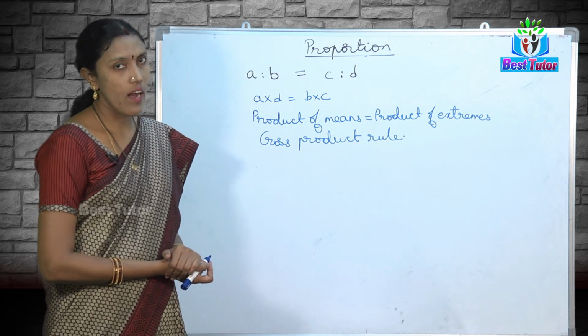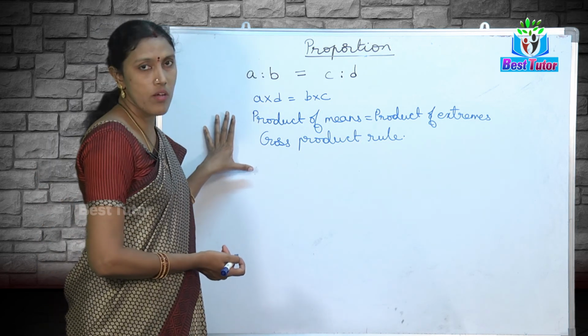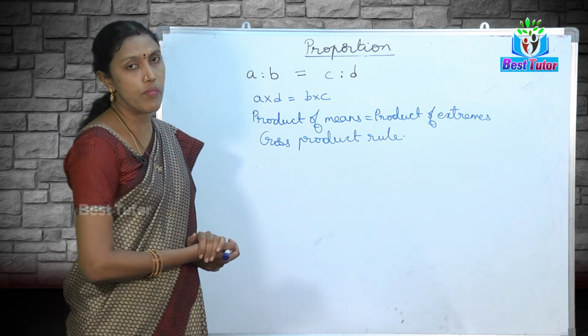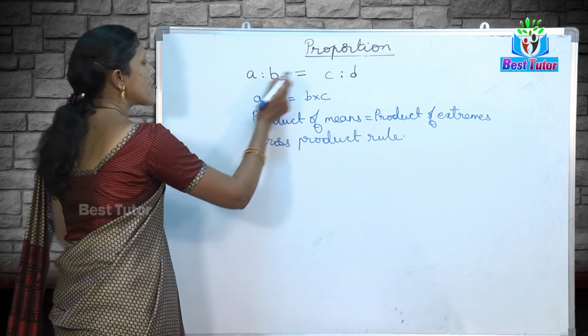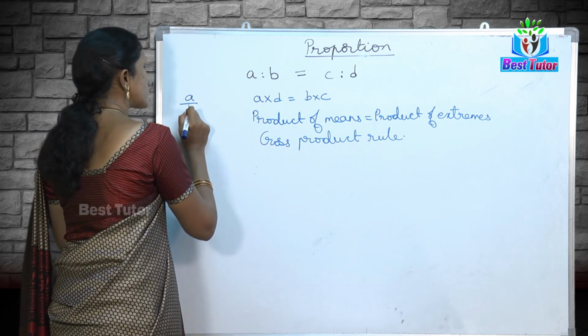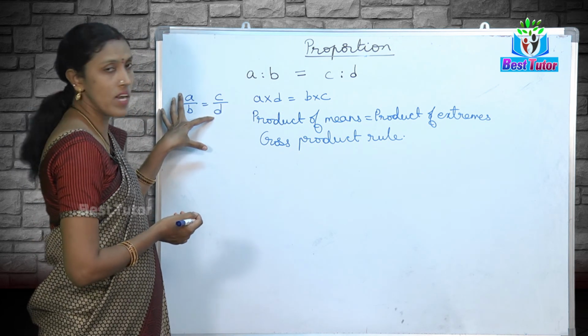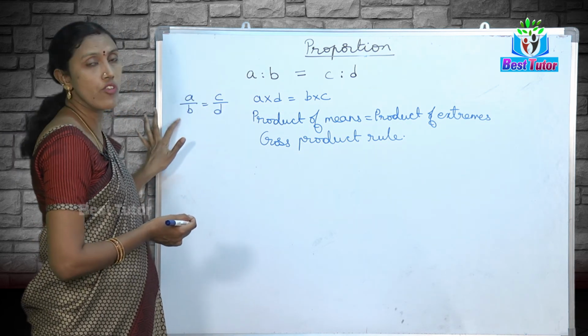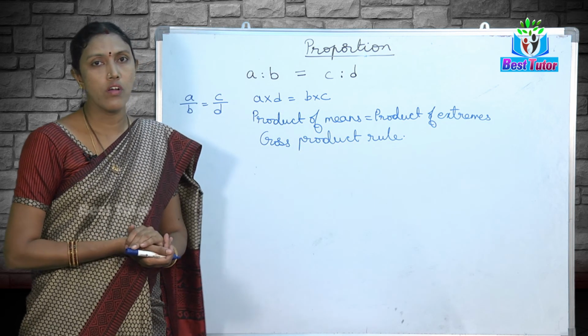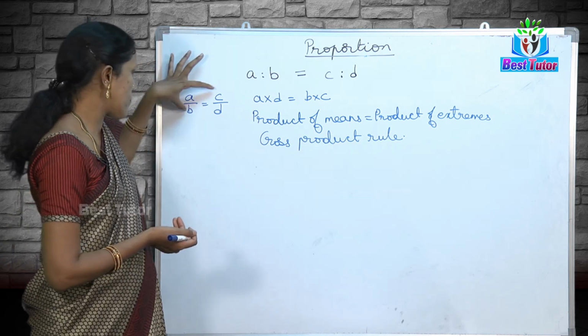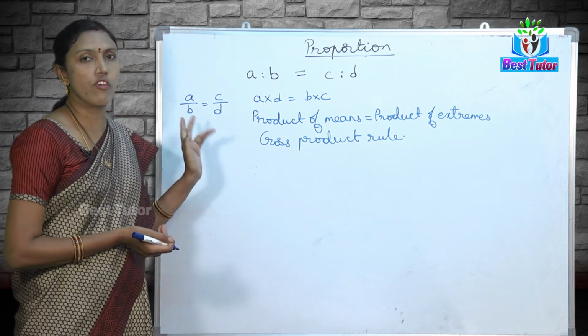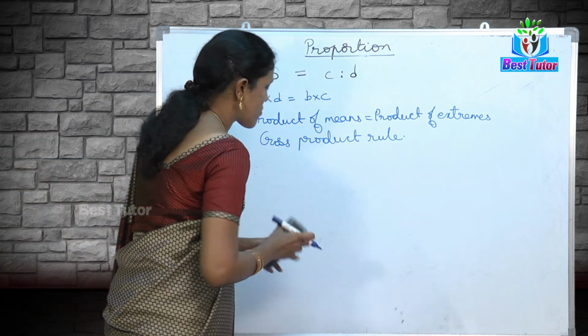Never try to learn the formulae by heart. You please understand the concept. The procedure becomes very simple. How did I get this? A is to B is equal to C is to D. It's a very simple concept here. A by B is equal to C by D. Then if I cross multiply, A into D is equal to B into C. That is nothing but the cross product rule. These two are means and these two are extremes, so product of means is equal to product of extremes, right?